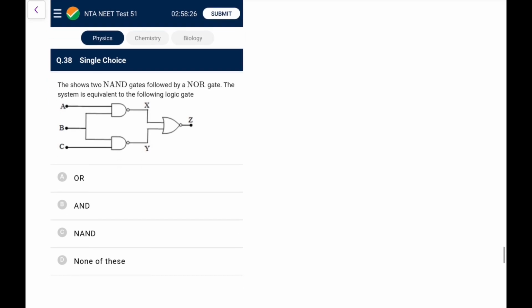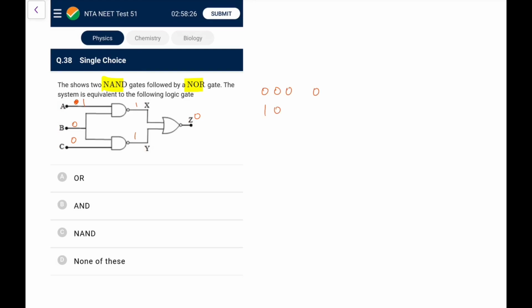Now this one. The logic circuit shows 2 NAND gates followed by a NOR gate. The system is equivalent to the following logic gate. Just remember we have 3 inputs. Normally we are not dealing with 3 input gates, but let's see what we can do here. Just start by taking all 3 as 0. So all 3 are 0, this is the NAND, so 1 and 1, so it would be 0. So 000 will give me 0, and if I keep A as 1, so 1 0 0, what we have is 0.